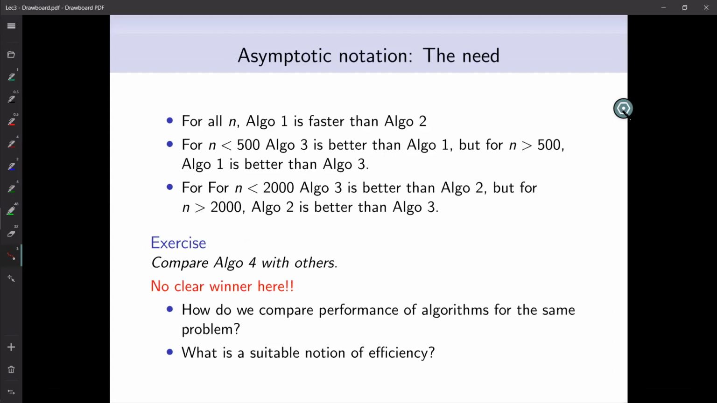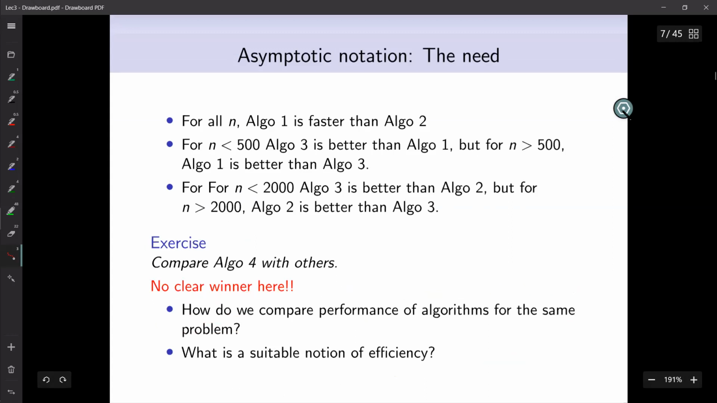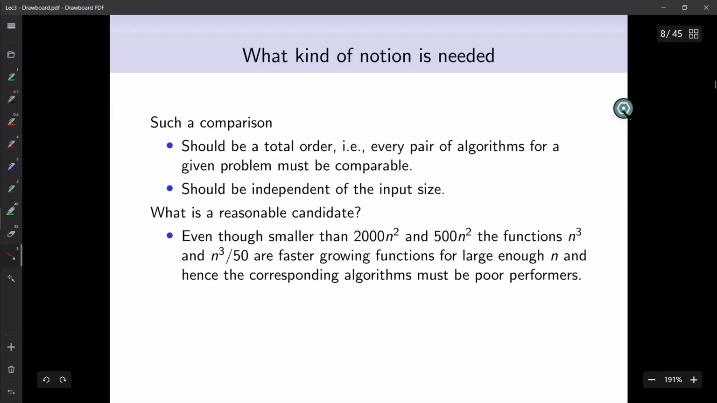Or just to pose questions: how do we compare the performance of algorithms for the same problem, or algorithms for different problems? Or what is a suitable notion of efficiency? These are two fundamental questions, and we are going to address the first one here. The second one we'll look into towards the end of this course. So before telling a way of comparing the performance of algorithms, let's pose our requirements first. So any such comparison, what is a requisite quality?